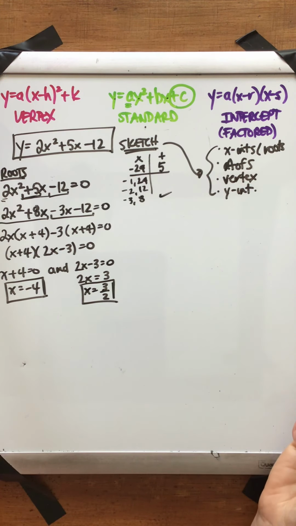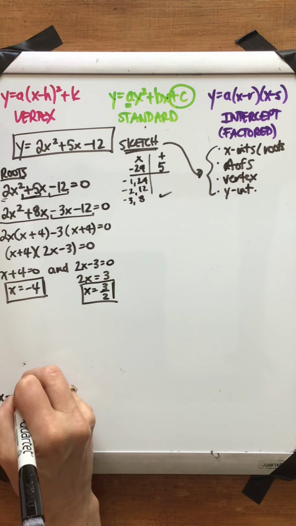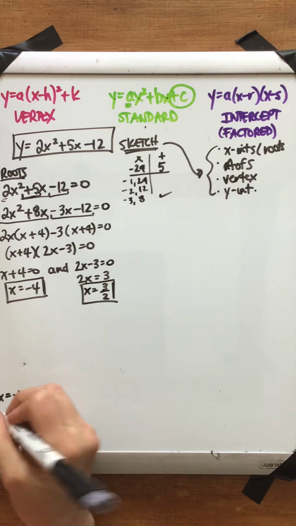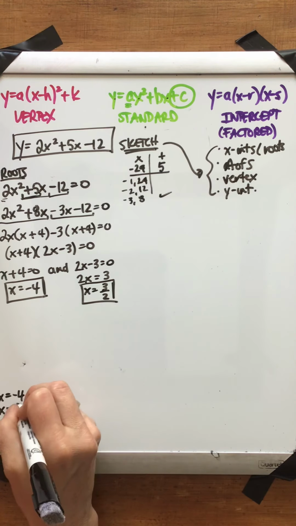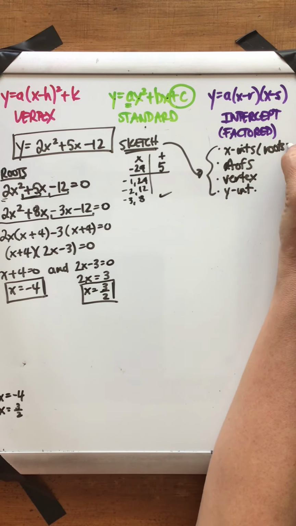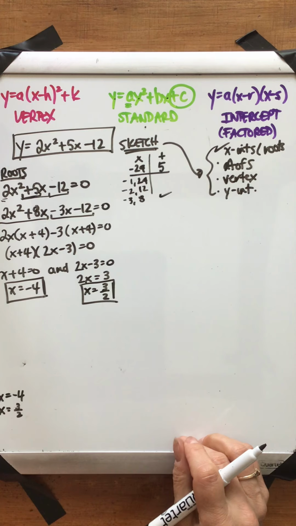I'm going to make a little list here of the values I'm going to be putting on my sketch, because I'm going to need to erase some work in order to do the sketch. So I've got x equals negative 4, I've got x equals 3/2. All right, so next on my checklist, I want to find the axis of symmetry. Now there's two ways I can do that.